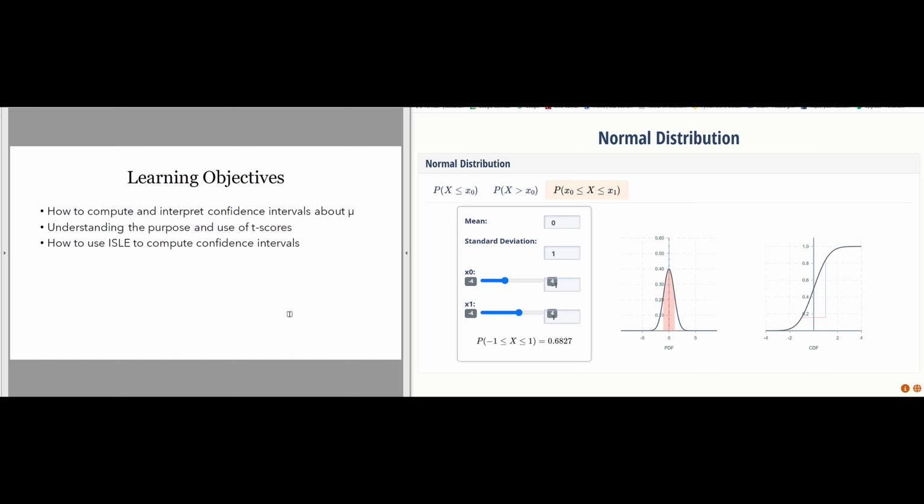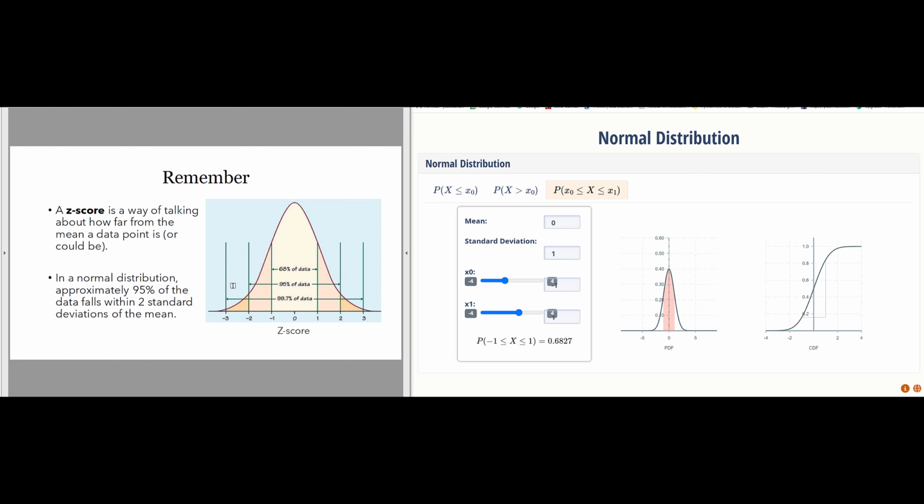All right, so we're going to take a look at how to compute and how to interpret confidence intervals about the population mean. We're also going to take a look at something called t-scores, which adjusts the confidence interval around our estimate of the mean to take account of the sample size being less than infinite. And we're going to take a look at how to use Excel to do these computations.